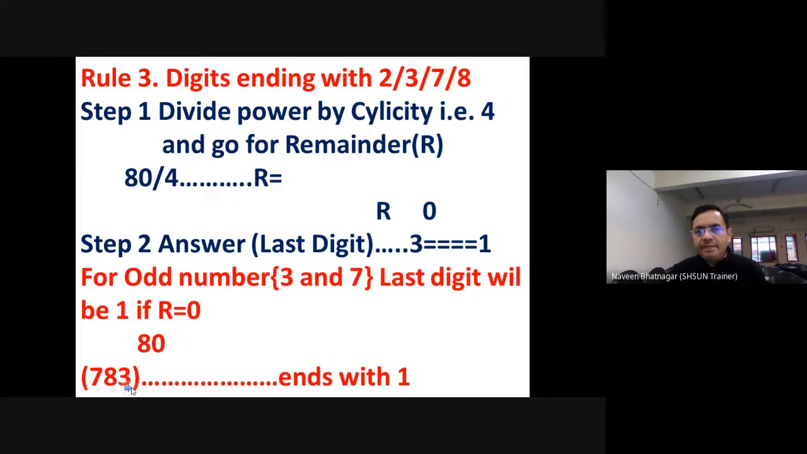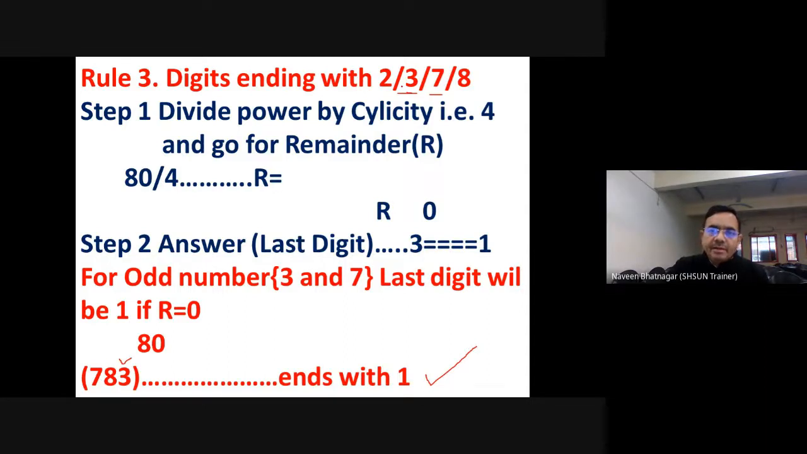But there is one catch in this formula. Suppose you get remainder 0. Suppose the number is 783 raised to power 80. What is the remainder here? If you divide 80 by 4, you get remainder 0. So the answer will be last digit raised to power remainder. The last digit is 3, raised to power 0 is 1. So I can say if the number ends with an odd digit like 3 and 7, and the remainder is 0, then the last digit will be 1. You have to keep this in mind.